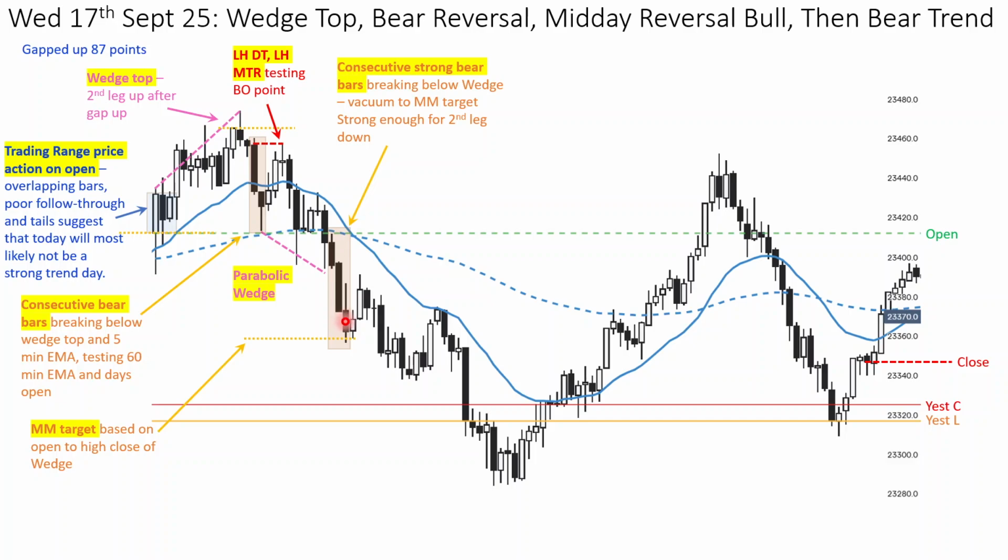These consecutive bear bars are strong enough to expect a second leg down in their own right, so probably reset the leg count, and the market went on to form another couple of legs down, forming another wedge, from which there was a two-legged pullback to the 5-minute EMA, forming another small double top.